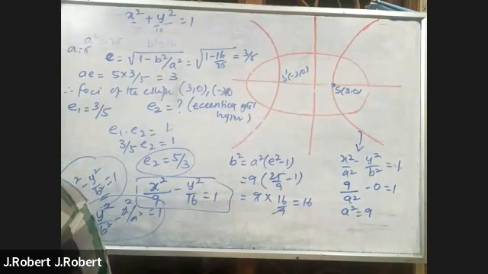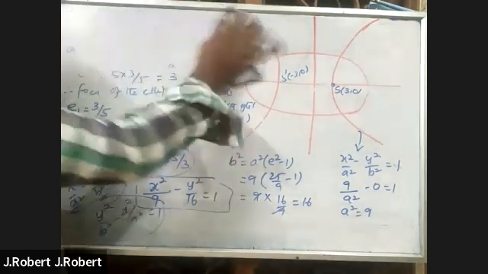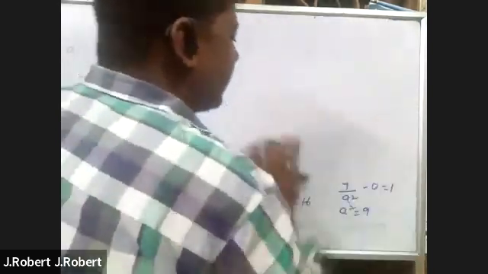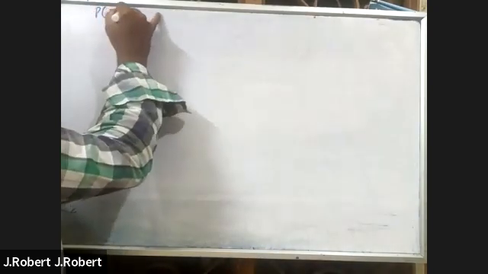Next problem. Let P be 3 secant theta, 2 tan theta.